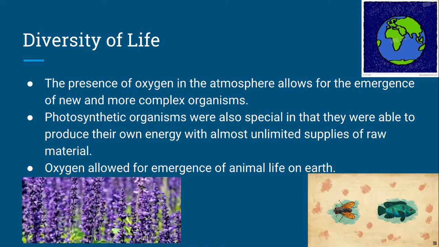This helped to diversify life on Earth, since the oxygen atmosphere allowed for the emergence of new and more complex organisms. Photosynthetic organisms were also special in that they were able to produce their own energy with almost unlimited supplies of raw materials, unlike anaerobic cells. Oxygen also allowed for the emergence of animal life on Earth because of how it helped in the evolution of cellular respiration.